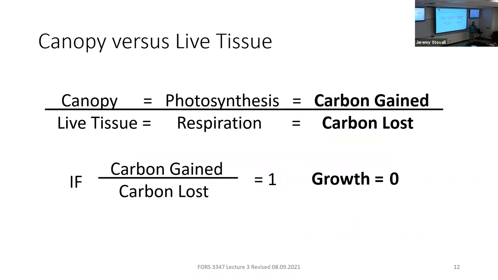And eventually, at some point, it's maxed out the carbon it can get in the canopy through photosynthesis. And then it's got a lot of live tissue, so it's got this high respiratory demand. And once this ratio, carbon gained through photosynthesis over carbon lost through respiration, once that ratio equals one, so basically all the carbon it's gaining is going out through respiration, it has no carbon left to grow, okay? And so growth basically drops to zero. It's using all the carbon it's getting just to keep this thing.